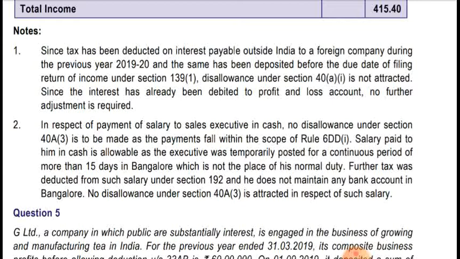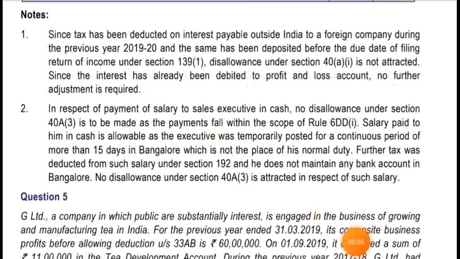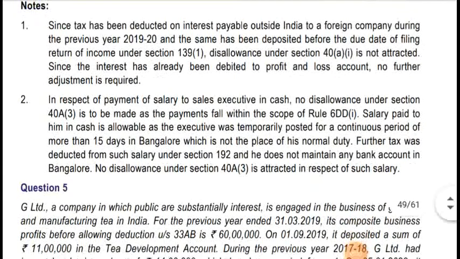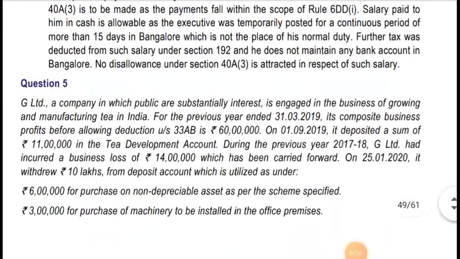Further, tax was deducted from such salary under section 192 and he does not maintain any bank account in Bangalore. No disallowance under section 40A(3) is attracted in respect of such salary. Okay, no disallowance will be attracted and it will get the deduction, so no adjustment was done because it has already been charged to profit and loss account. Hope you have understood this one. Now let's move to question number 5. Hope you have understood all the 4 questions. Now let's move to the last question of this video.